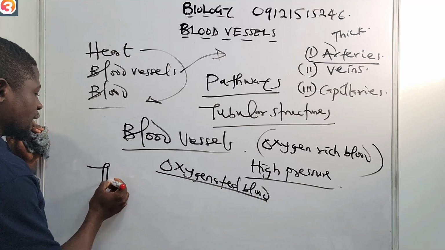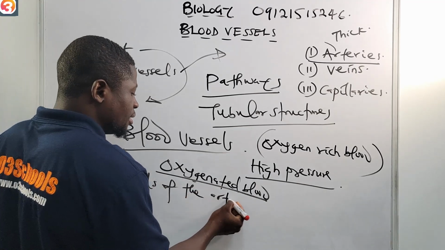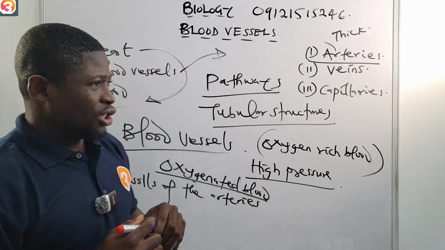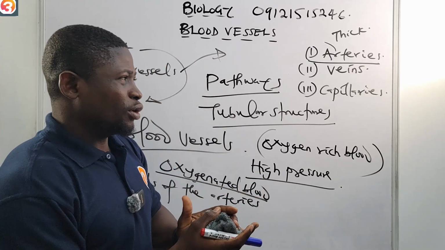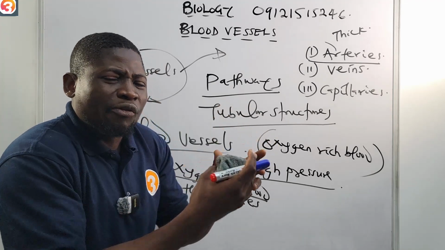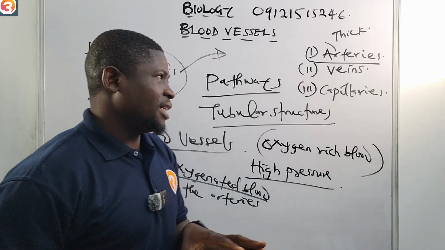The walls, please take note. The walls of the arteries are thick, and the reason they are thick is so that they can carry that pressure of the blood coming from the heart to other parts of the body. Please take note of that.